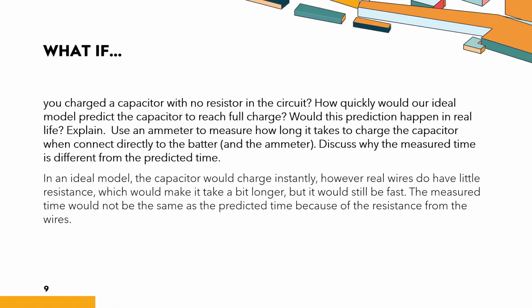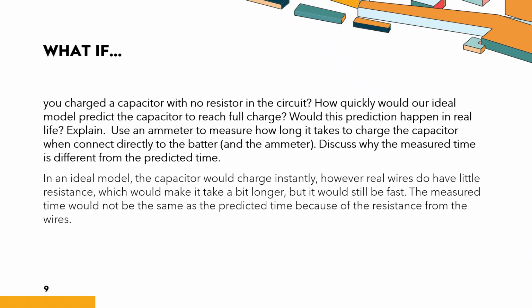So the what-if question: what if you charged a capacitor with no resistor in the circuit? How quickly would our ideal model predict the capacitor reaches full charge? And would this prediction happen in real life? Use an ammeter to measure how long it takes to charge the capacitor when connected directly to the battery and the ammeter, and discuss why the measured time is different from the predicted time.